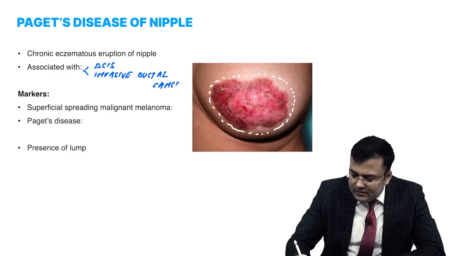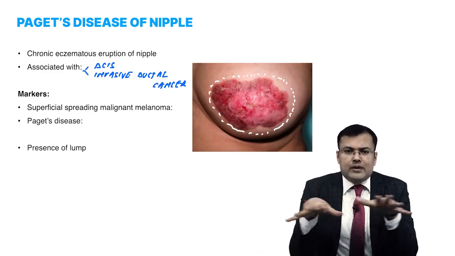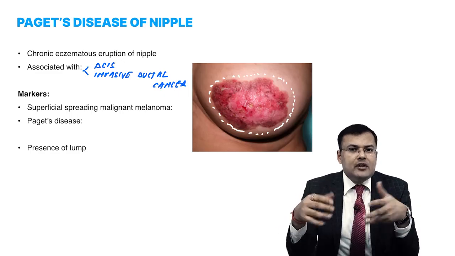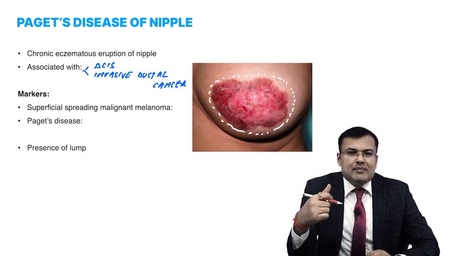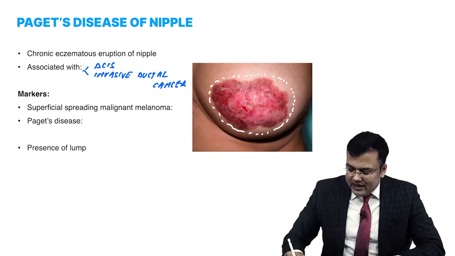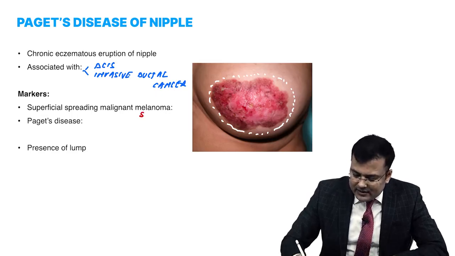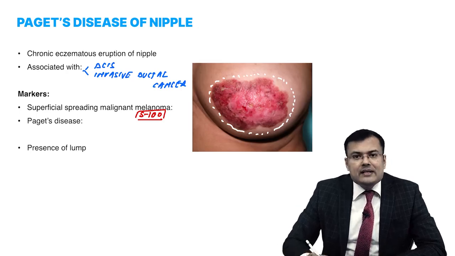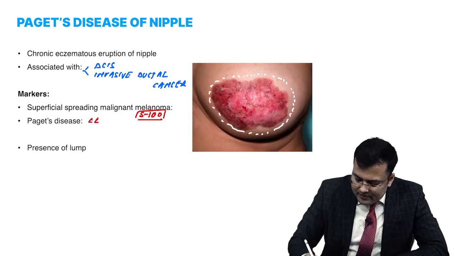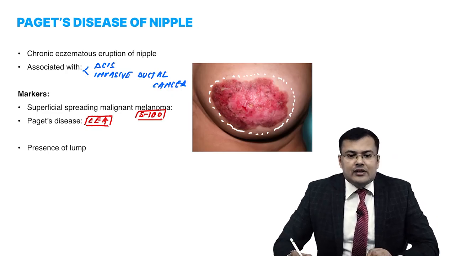Now see the problem. There is one variant of malignant melanoma which spreads on the surface, superficial spreading. So how to differentiate this superficial spreading malignant melanoma from Paget's disease of the nipple? Can you tell me the marker for superficial spreading malignant melanoma? Frequently asked marker, S100. And what is the marker for Paget's disease of the nipple? This is CEA, carcinoembryonic antigen.